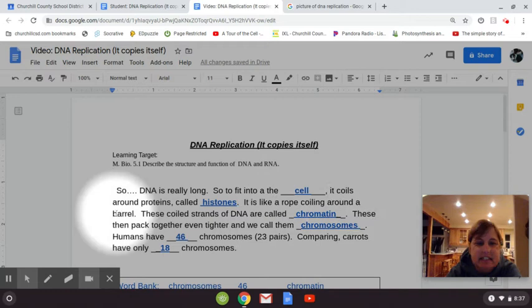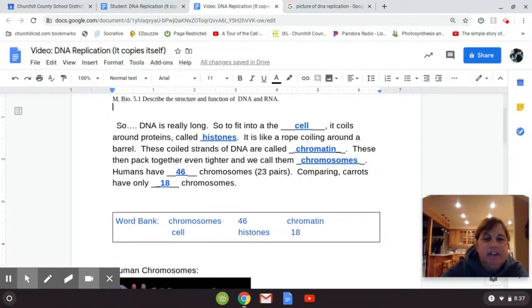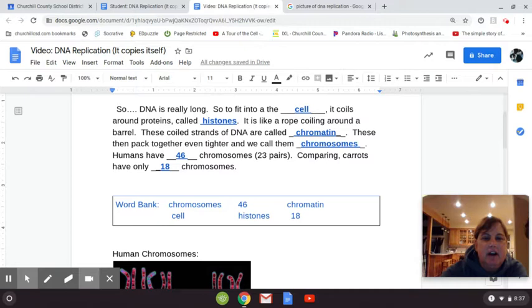And then these chromatin pack together even tighter. I mean, we've got to fit all this into the cell. So they pack even tighter together, and we call those chromosomes, which you may have heard before. So chromosomes are just tightly packed DNA so that it'll fit into the cell. We humans have 46 chromosomes, and they match up as 23 pairs. And comparing, carrots only have 18 chromosomes. So just a comparison. You have your word bank for when you go to fill in your copy.